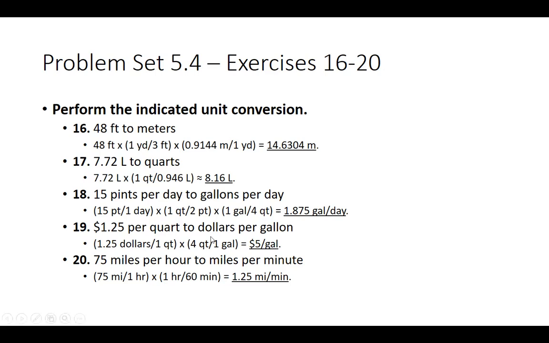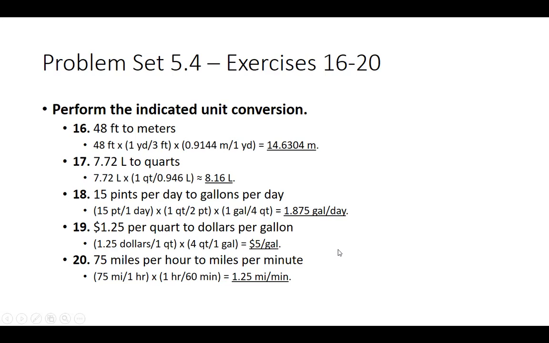So the conversion factor we're going to use is 4 quarts over 1 gallon. Quarts cancels, leaving us with dollars on top, gallons on the bottom like we need. The math would be 1.25 divided by 1 times 4 divided by 1, which gives us $5 per gallon.